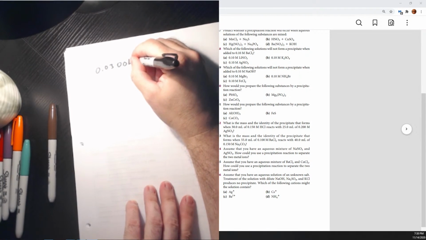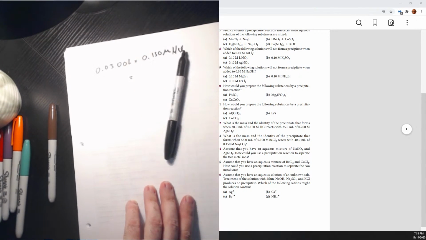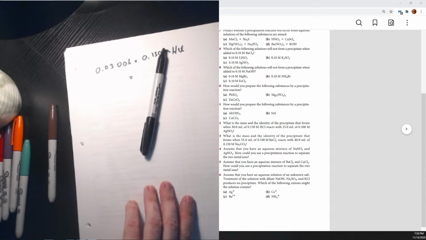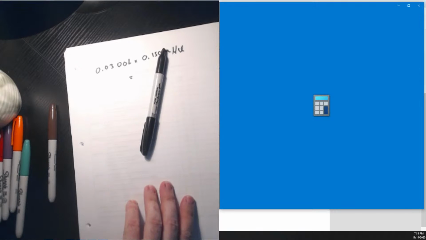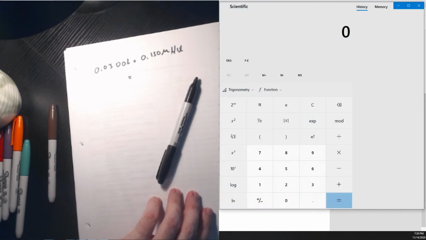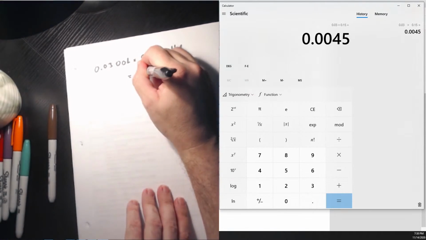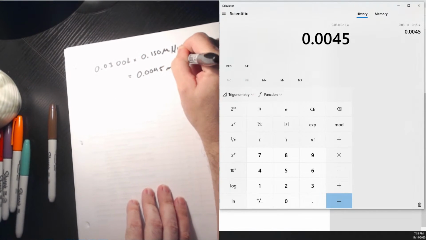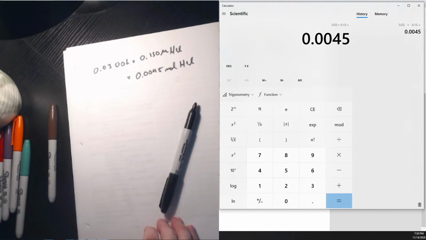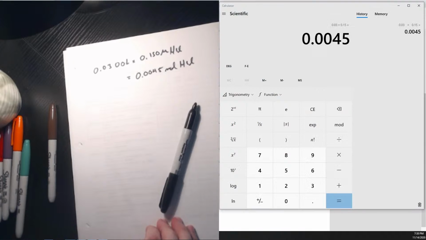So let's see. 0.0300 liters times 0.150 molar HCl means I'm going to need my calculator for this. I should have opened that up before. It's going to be 0.0045. 0.03 times 0.15. Okay, 0.0045. So that is the HCl. And as for the silver nitrate, it was 25 mils of 0.2 molar. Okay.